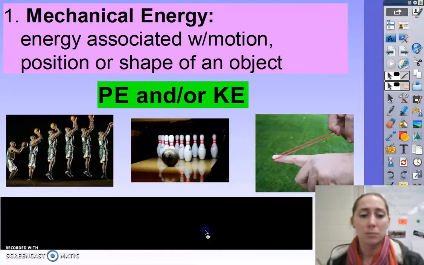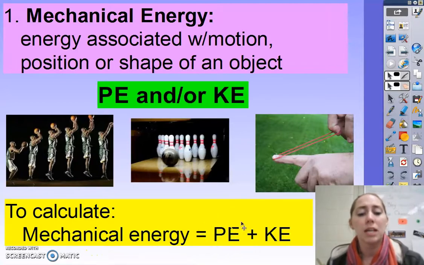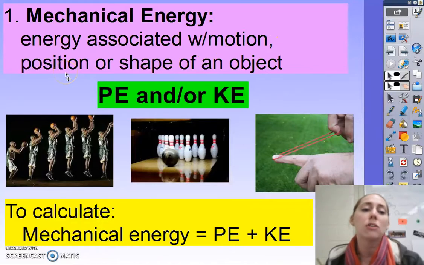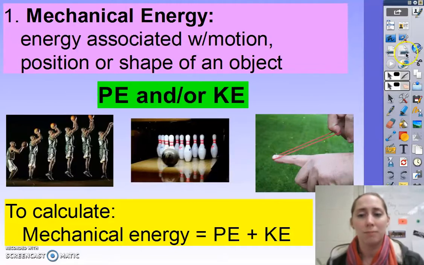So to calculate this mechanical energy, you would simply take the total potential energy of the object and add it to the total kinetic energy of the object, and that would tell you the mechanical energy of that object. In general, we're mostly going to be using the motion or position of mechanical energy related to gravity or movement. But the shape one is important to know as well.